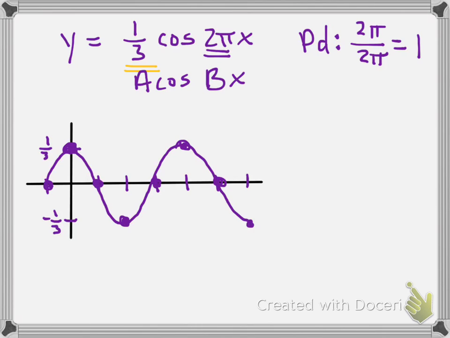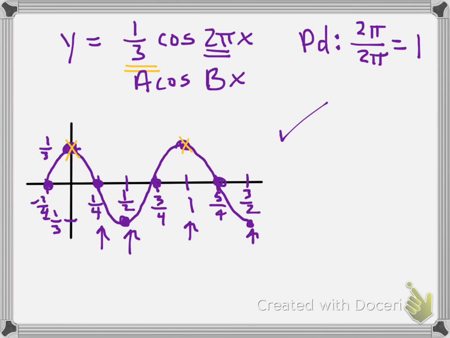All right. So from where it starts to where it starts over is 1. Half of that is 1/2. Half of that would be 1/4. So this axis is labeled in fourths. 1/4, 2/4, 3/4, 4/4, 5/4, 6/4, etc. And that one is done.